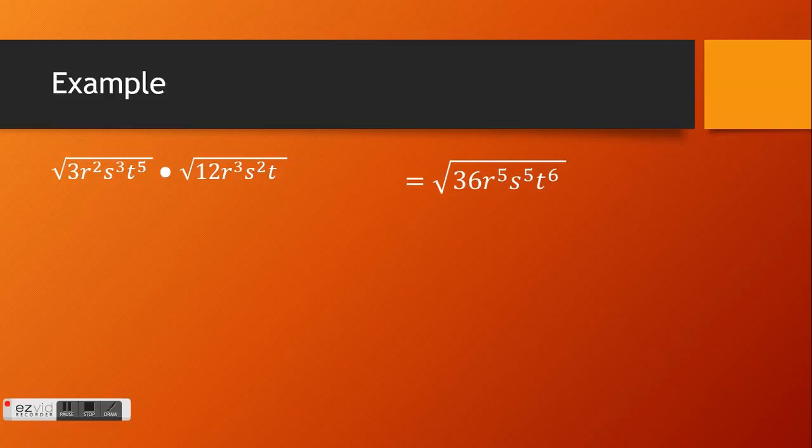Example: the square root of 3r squared s cubed t raised to 5 times the square root of 12r cubed s squared t. 3 times 12, we have 36. R squared times R cubed, we have R raised to 5, because 2 plus 3 is 5. Then, S cubed times S squared, we have S raised to 5.